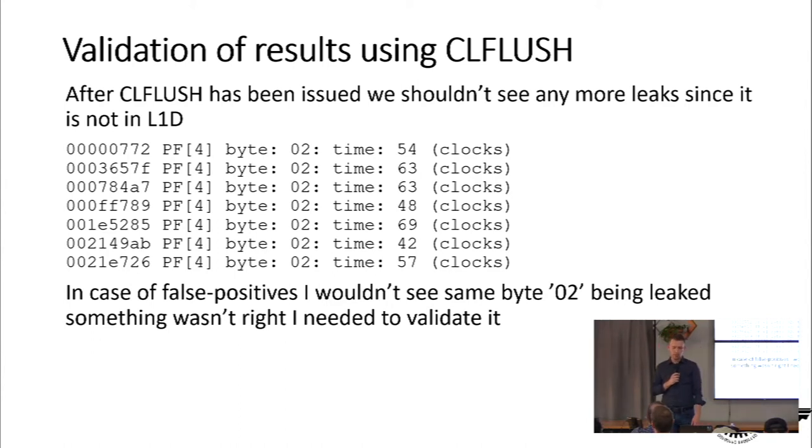So in case of a false positive, I shouldn't have seen a fixed byte number that has been leaked. If it were just a false positive, I would get random numbers. I don't know why it's 0-2 for me in this case, but that's how it was. And then I was like, well, okay, something is wrong. How do I confirm this?